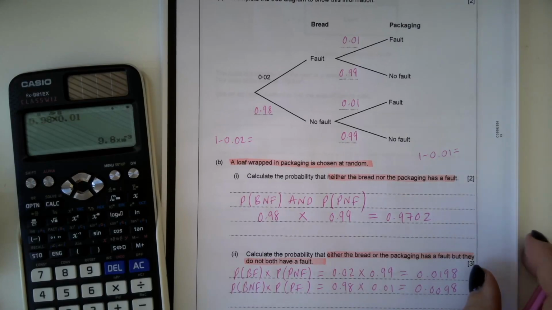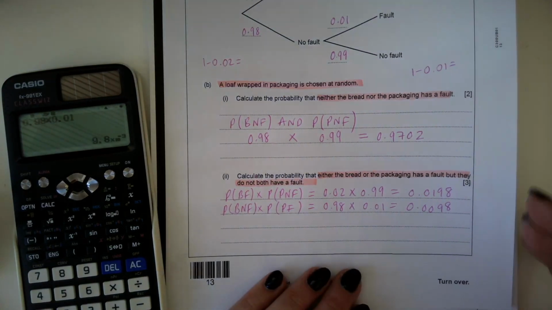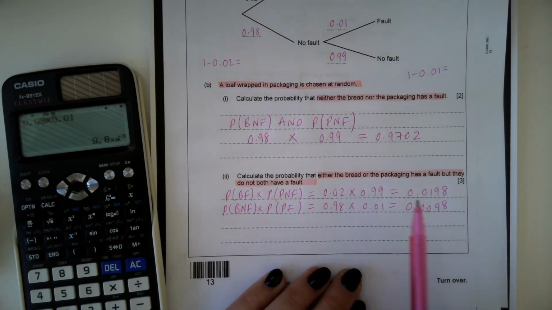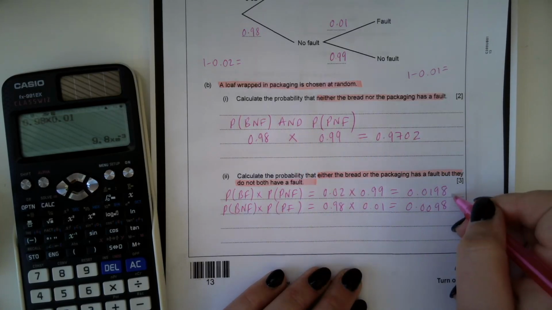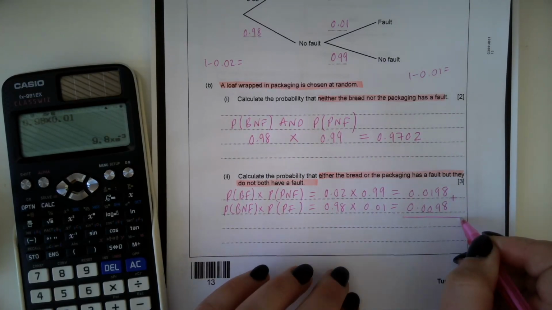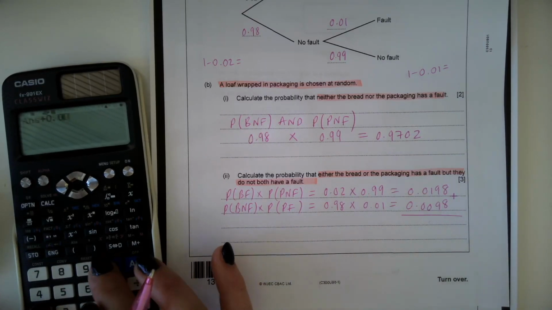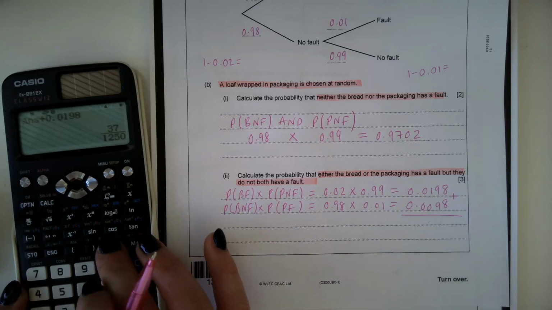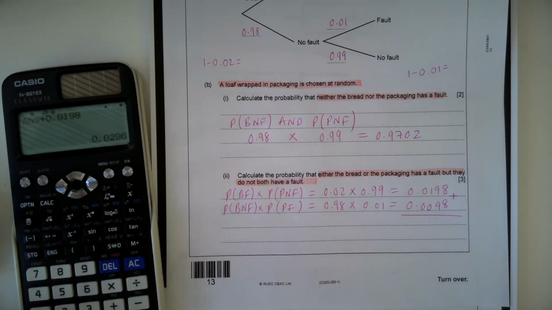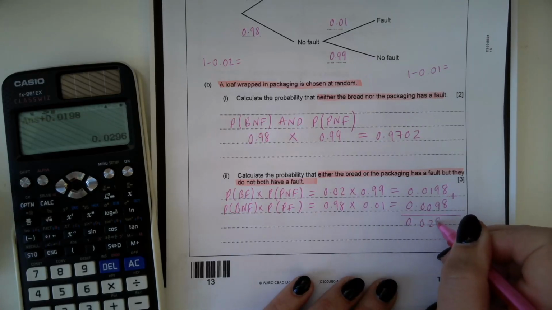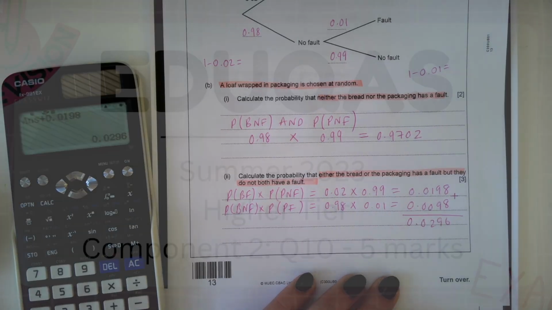Okay, so we want the total of these probabilities. So we want probability of this or this. So with and it's multiply, with or it is add. So we're going to add those together. So we're going to add that to 0.0198, which gives us 0.0296.